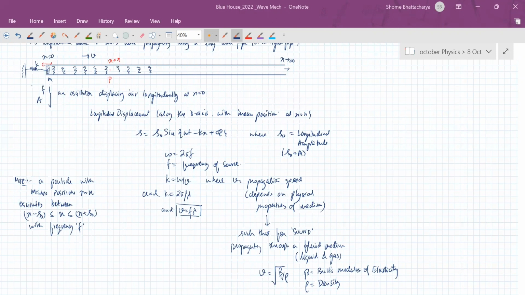Sir, can you explain the second point for the velocity when the source starts for sound propagation through fluid medium? I'm not understanding. Such that for sound propagating through a fluid medium, which is either liquid or gas, the speed of flow is equal to square root of Bulk's modulus divided by density. Is it clear now?